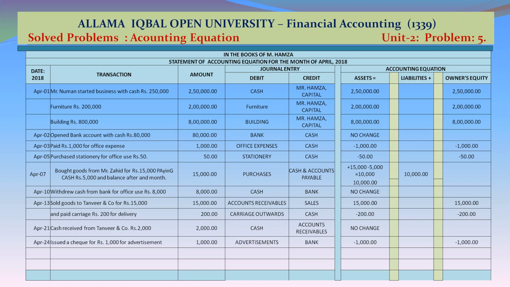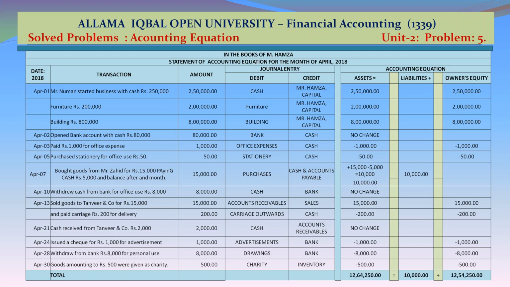April 24. Issued a check for rupees 1,000 for advertisement. Amount 1,000. Advertisements debit, bank credit. Assets less 1,000. Owner's equity less 1,000. April 28. Withdraw from bank 8,000 rupees for personal use. Amount 8,000. Drawings debit, bank credit. Assets less 8,000. Owner's equity less 8,000. April 30. Goods amounting to 500 were given as charity. Amount 500. Charity debit, inventory credit. Assets minus 500. Owner's equity minus 500.